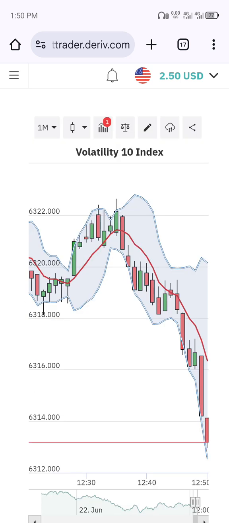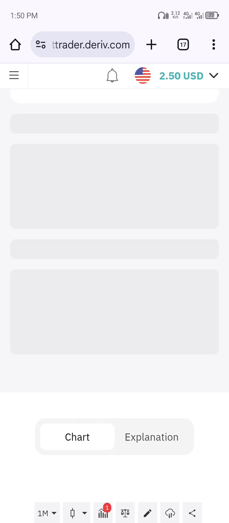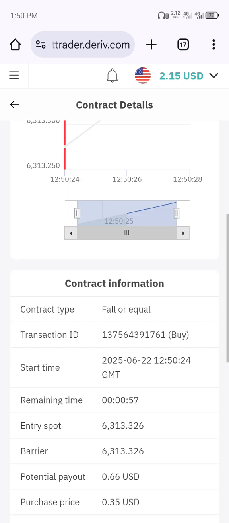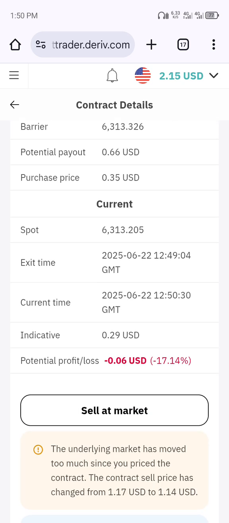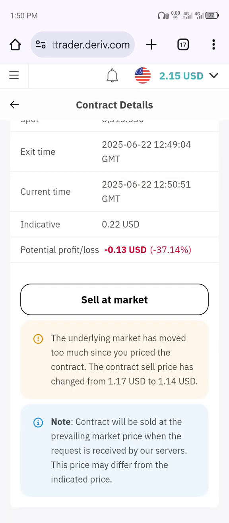Had we been here on time, we would have completed our trade by now. But let's see if we can catch up with something there. We come to sell at market at 35 cents. Our sell at market is 25 cents. We watch the trade progress. Our stop loss is 15 cents.